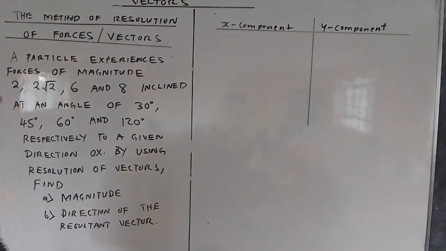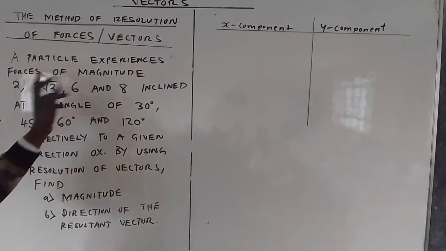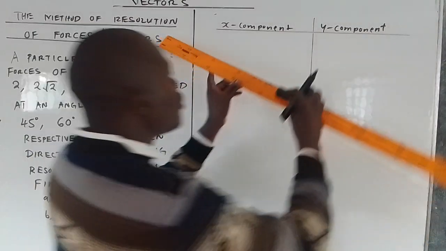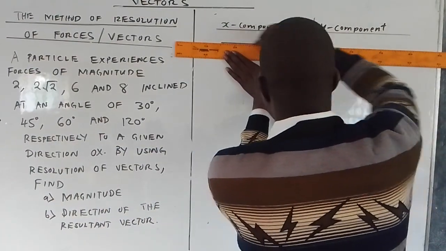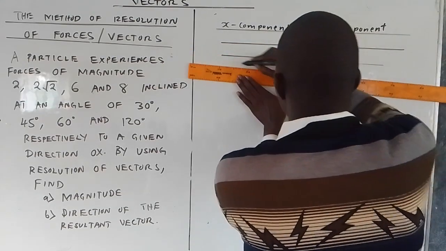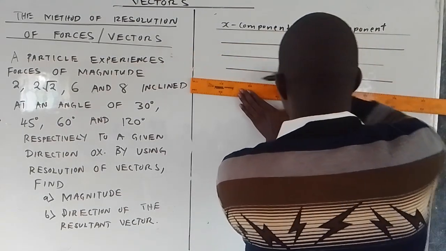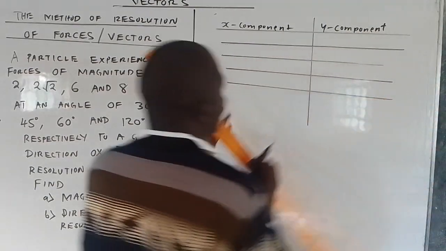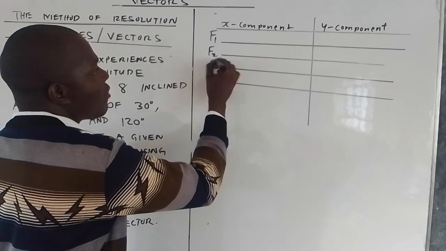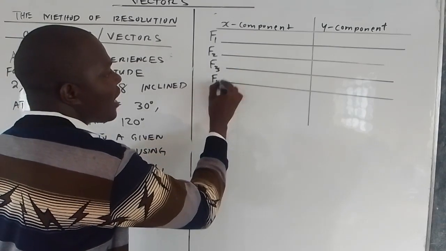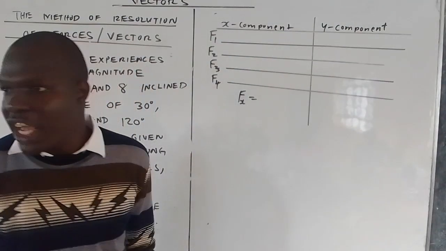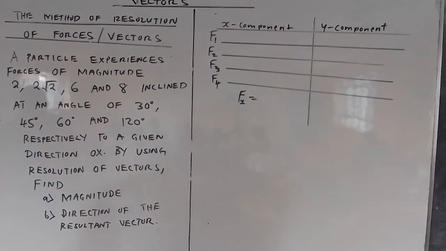Then you check how many forces you have here: 1, 2, 3, 4. Meaning you create a row for each force, a row for each force. So you say this is force 1, here is our F2, F3, and the last one F4. Then in the end, we want the resultant X component using the parallelogram law, isn't it?